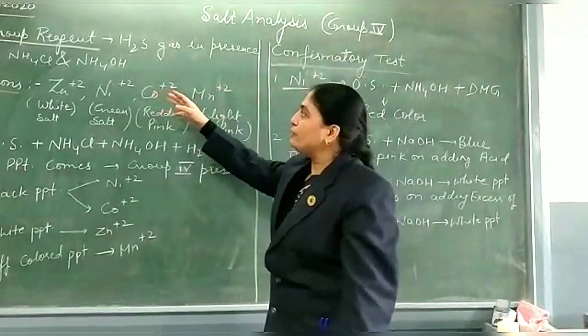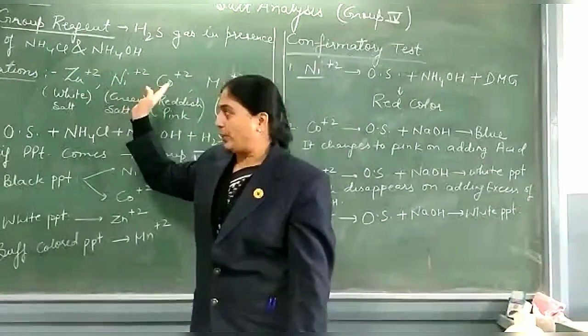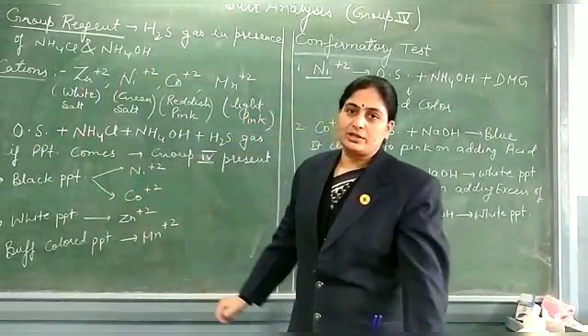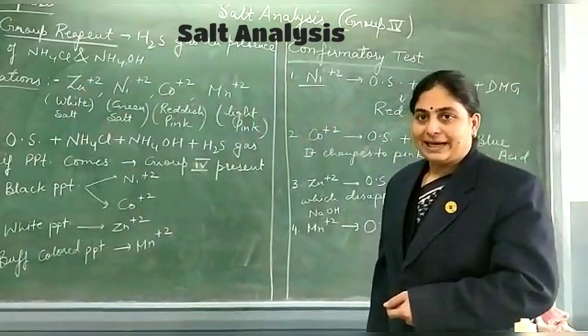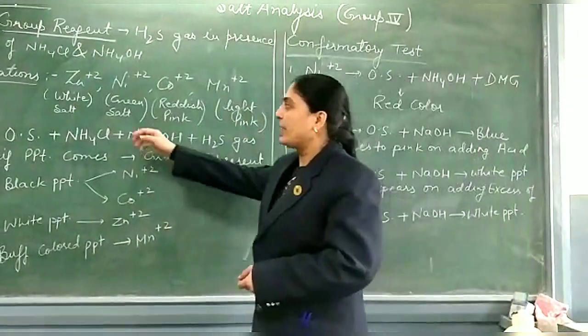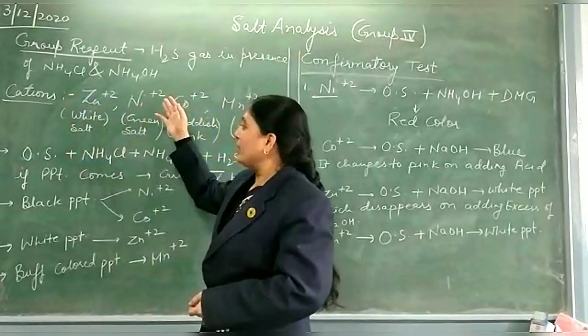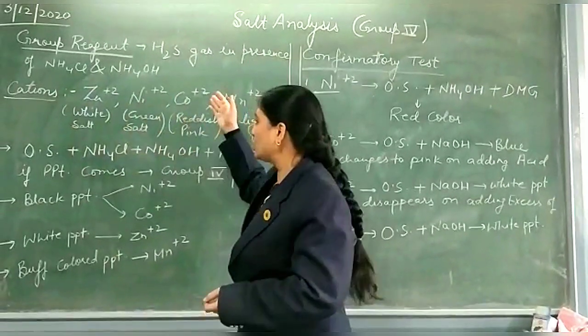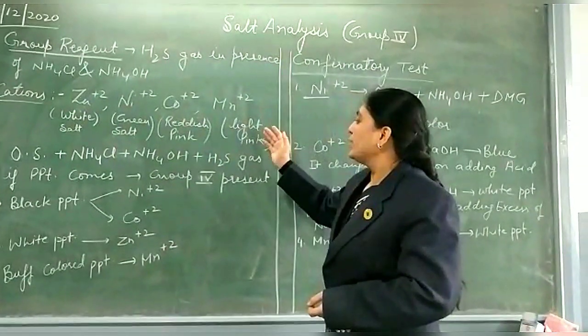The group reagent for group 4 is H2S gas in the presence of NH4Cl and NH4OH. NH4Cl has to be added first as per the common ion effect. So what are the cations present in group 4? We have zinc cation, and the color of the salt is white. We have nickel cation, a green salt; cobalt, reddish pink in color; and manganese, a light pink salt.